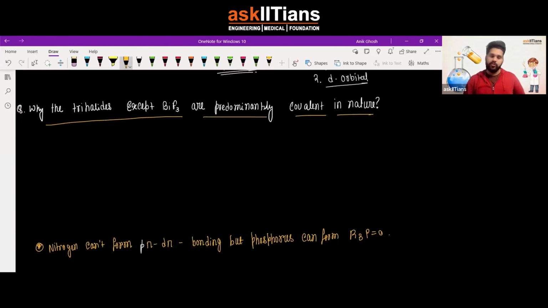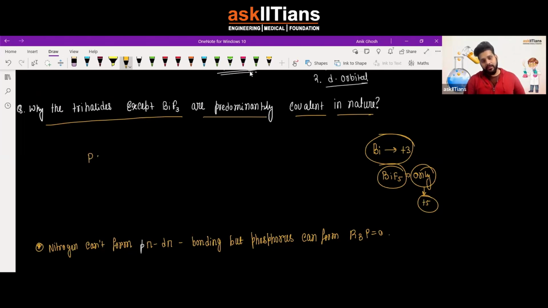Guys, there is something that I need to tell you. For bismuth, the oxidation state should be +3 because of the inner pair effect. This is something that I told you in the beginning. But there is one compound that can form +5 also. That is BiF5. Remember this compound. BiF5 is the only compound with +5 oxidation state of bismuth. Now, why are the trihalides except BiF3 predominantly covalent in nature?